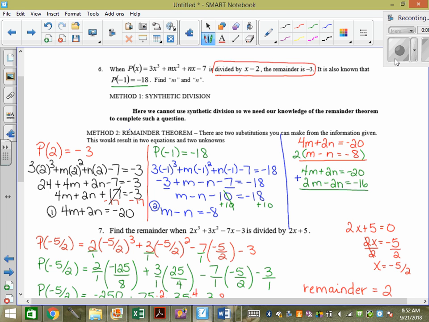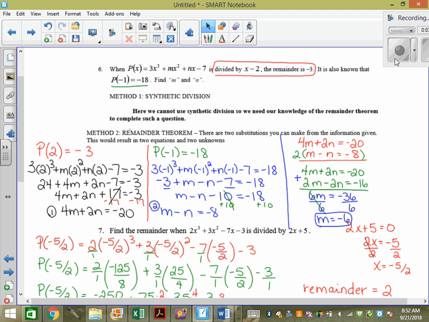When we add them, we get 6m. Then you write the n's cancel, equals negative 36. Divide by 6, and m equals negative 6. And then people stop. But what haven't I found?